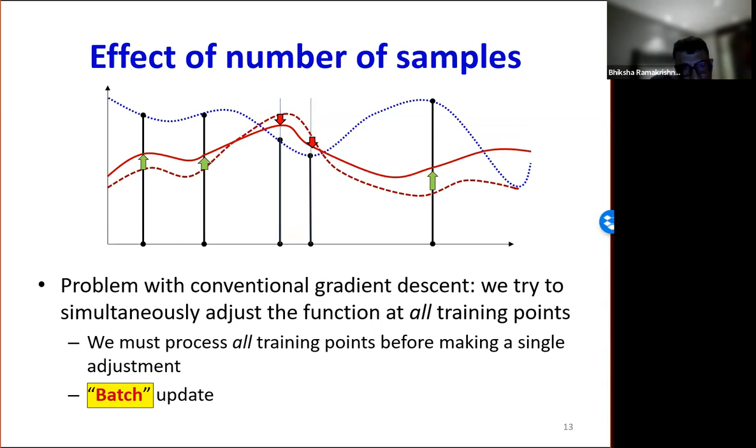This is what we are calling a batch update. The problem with this conventional gradient descent is that we are simultaneously trying to adjust the function at all training points, which means we must process all of the training points before making a single adjustment. We want to find the total error across all training points, which means every one of them must be processed. That will give us the total error, and that is what we're going to try to minimize. So this is what we call a batch update. You look at the entire collection of training points before making an update.